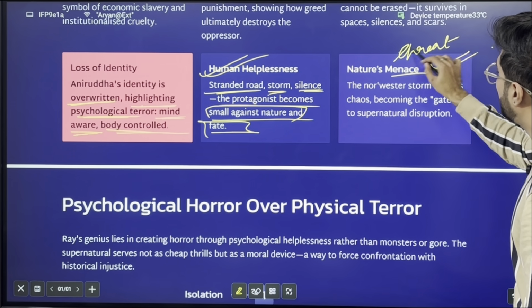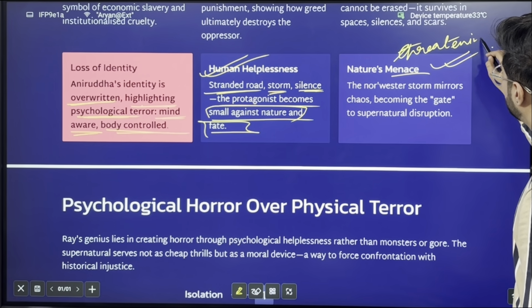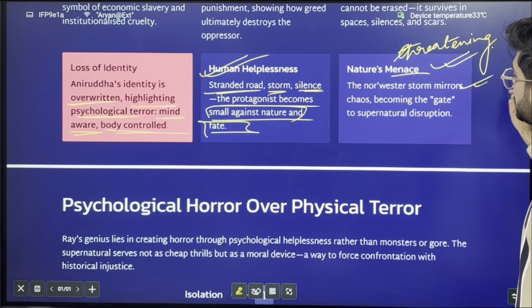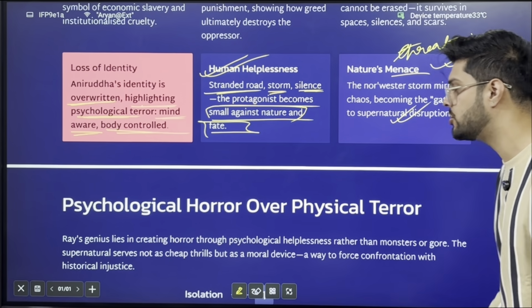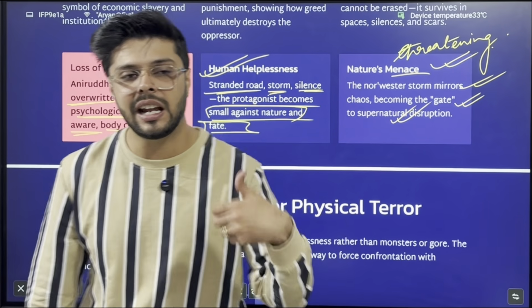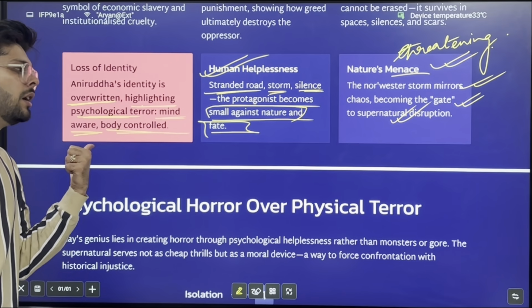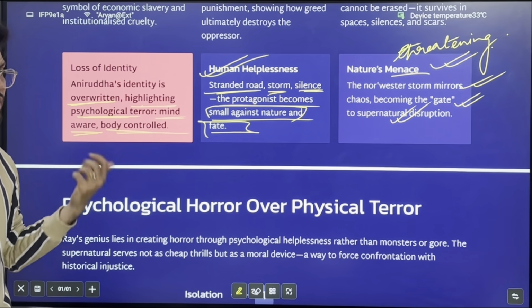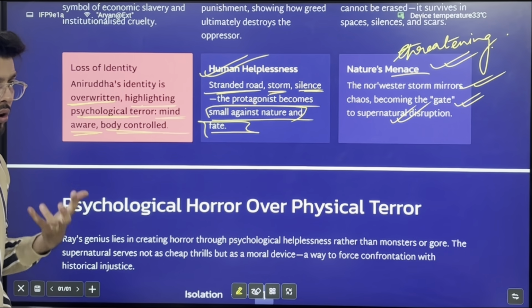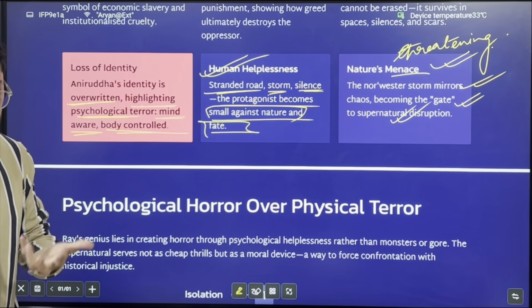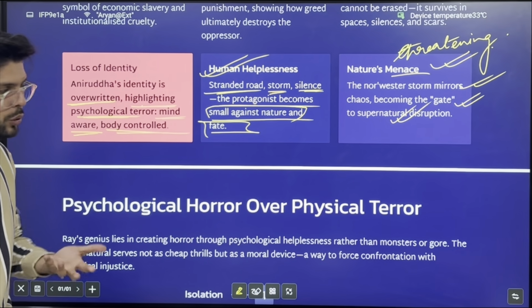Nature appears to be threatening. The nor'wester, that is Kal Baisakhi storm, mirrors chaos, becoming the gate to supernatural disruption. At the same time, it elevates the mood of readers. The purpose of that storm and rain is basically to uplift that drama, to make that horror feel more eerie and spooky, and to give you chills in your bones while reading.